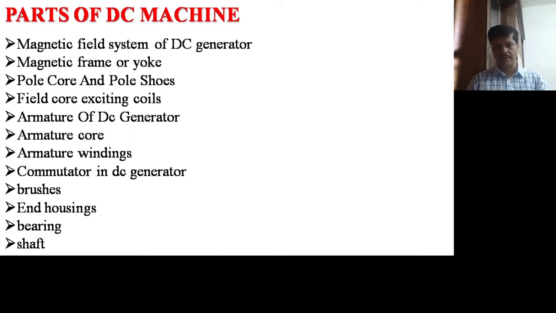Like that in the field, in the armature also there is an armature core and armature winding. For the conversion purposes, they use commutator segments. Next, for the collection of the current, they use brushes, and also end rings, bearings and shafts. So these are the very important parts of a DC generator. We have to discuss one by one the function of each part of a DC generator and what materials are used for the construction of the various parts.